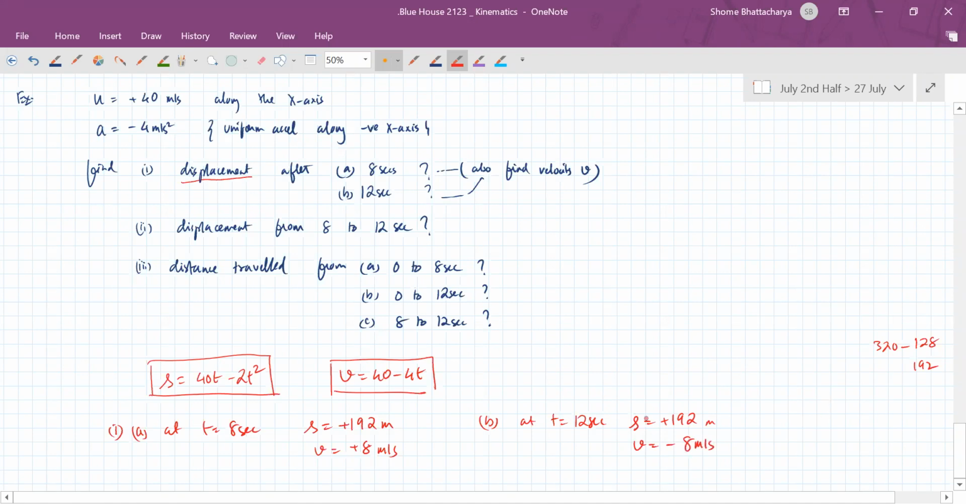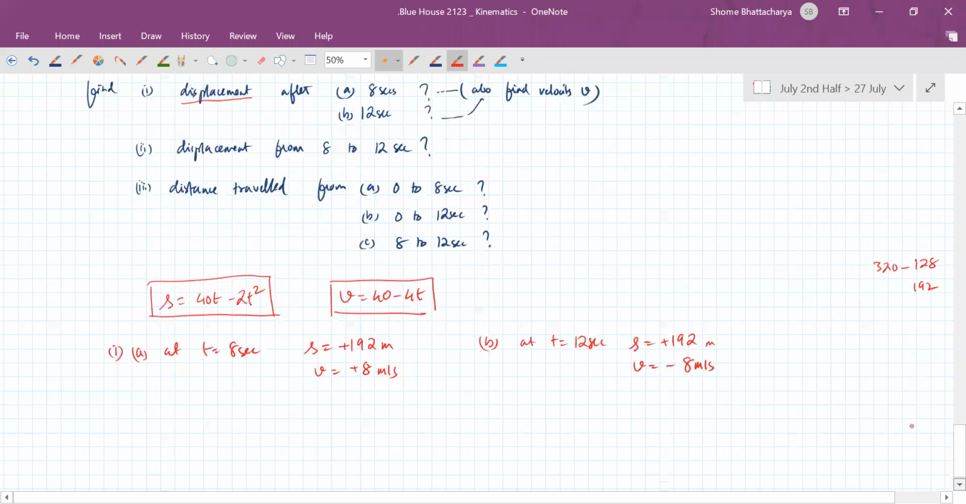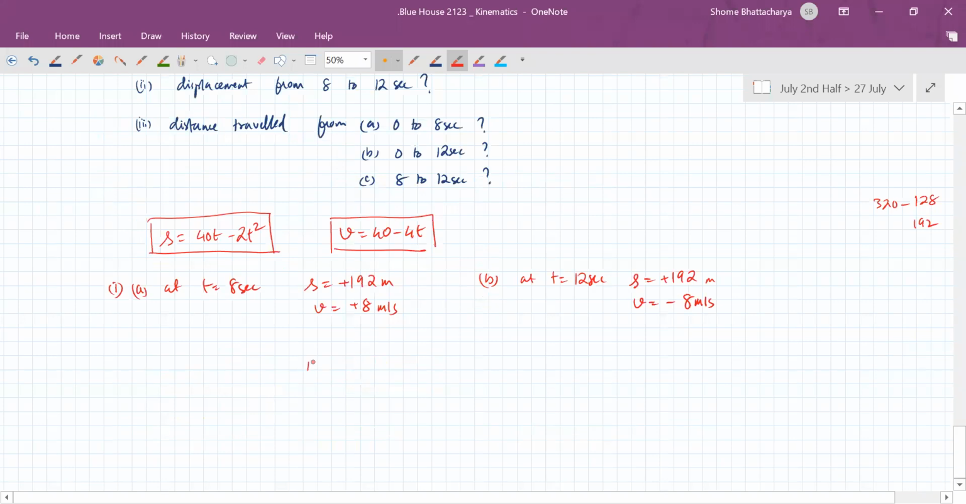Now I'll show you why this is happening by understanding this whole motion visually. Which is why you will see that for the second part, the displacement between 8 to 12 seconds will be 0, but not the distance. This is the displacement. Now this is going to make the third part pretty interesting, the distance traveled part.